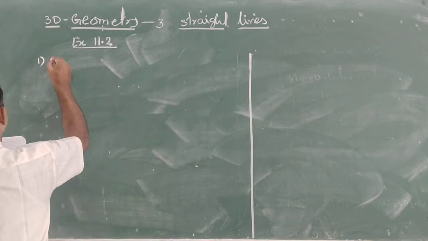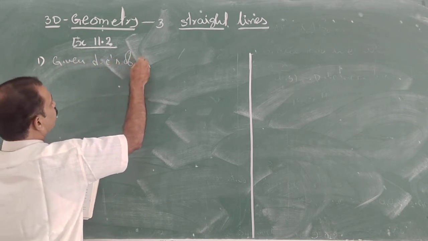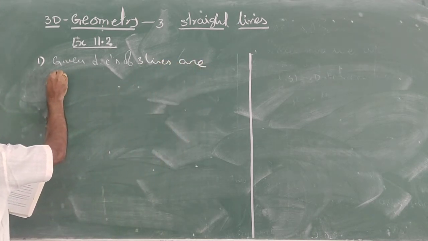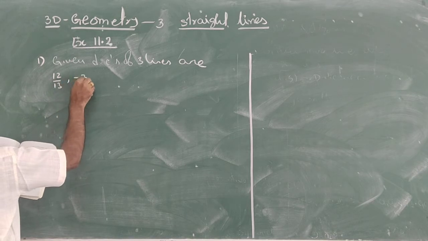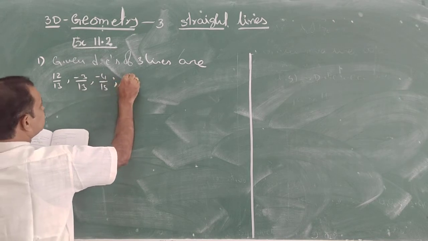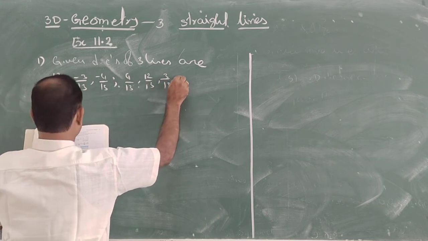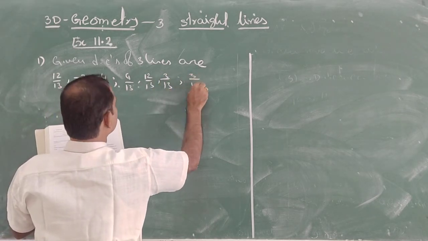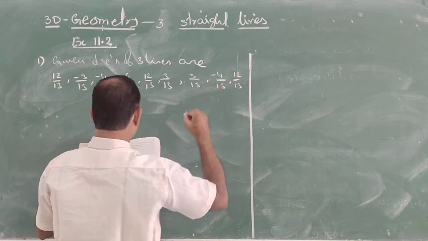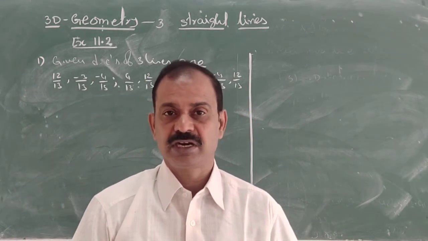So here it is given, the direction cosines of three lines are 12 by 13, minus 3 by 13, minus 4 by 13. The next line is 4 by 13, 12 by 13, 3 by 13. And the last line's DCs are 3 by 13, minus 4 by 13, 12 by 13. You have to show that these three lines are mutually perpendicular.